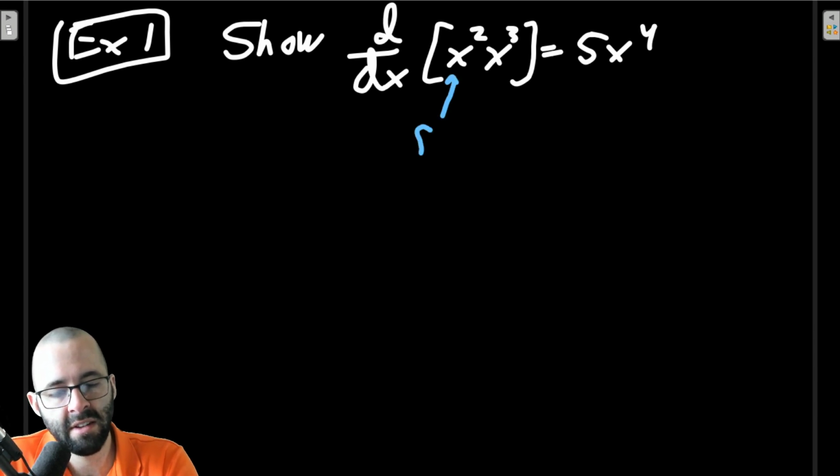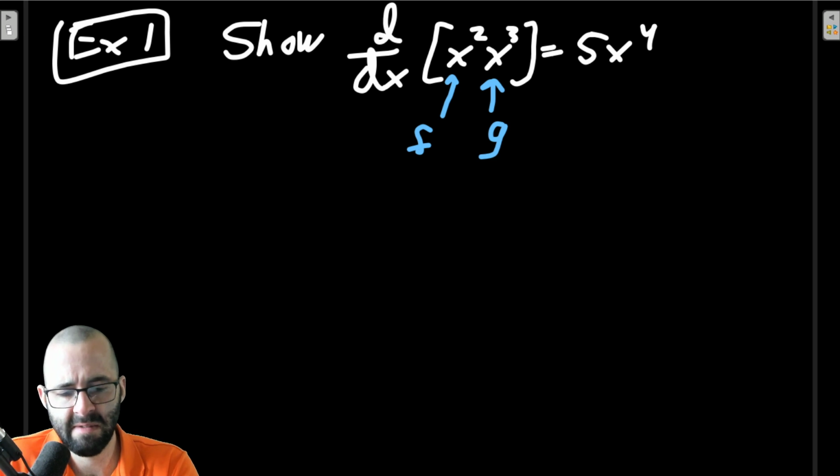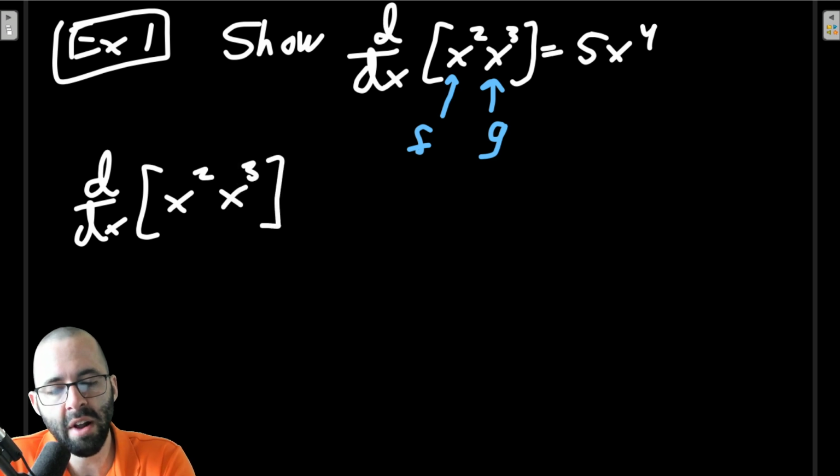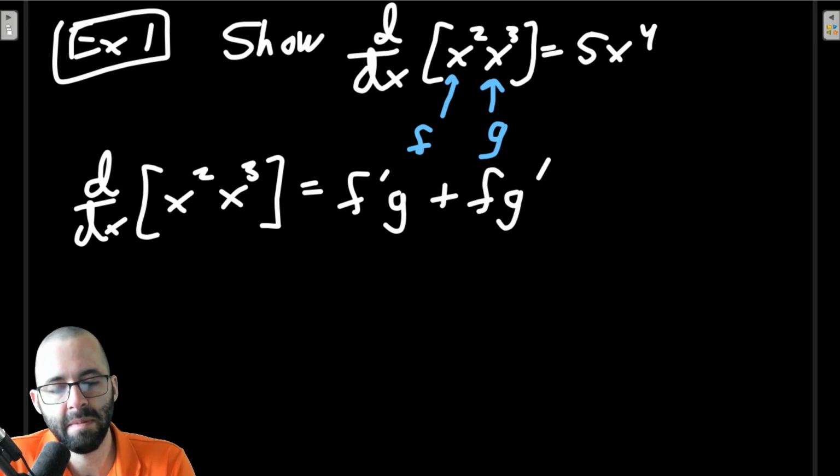So let's label these things. This will be our f, and this will be our g. Our property says that the derivative with respect to x of these two functions, according to our product rule, is going to be f prime g plus f g prime.